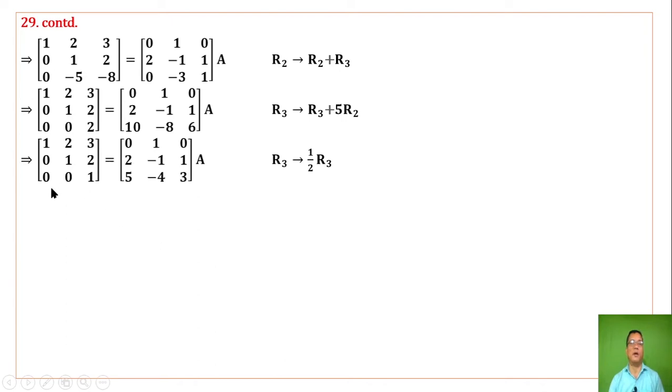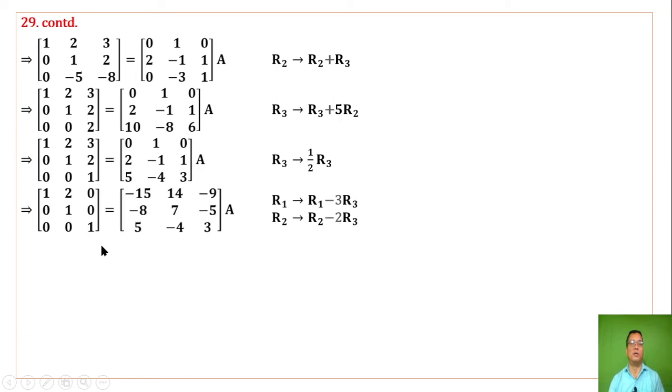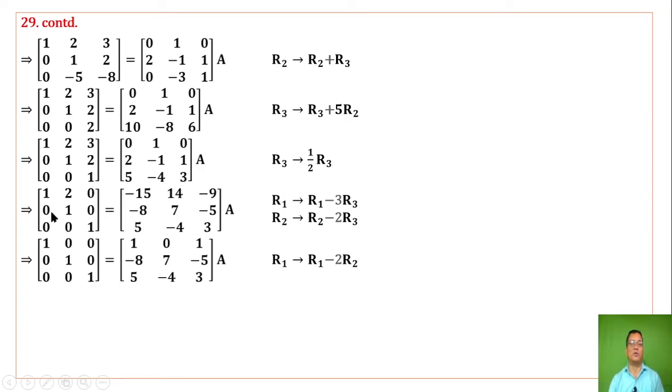Next, divide the third row by 2. Then subtract 3 times the third row from the first row, and 2 times the third row from the second row, and we get this. Next, subtract the second row from the first row, and we get the unit matrix. The matrix on the right side is then A inverse, the value of A inverse.